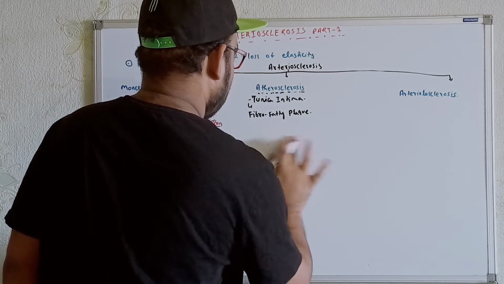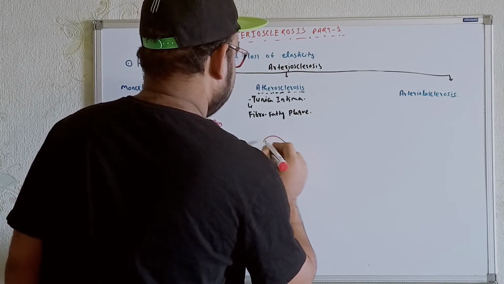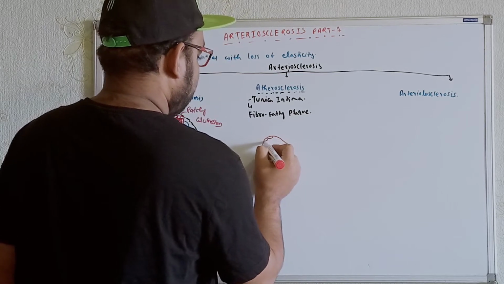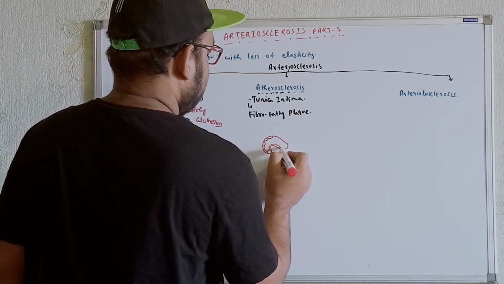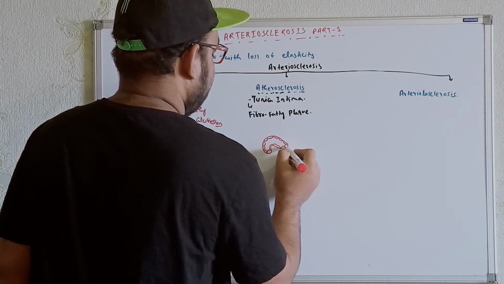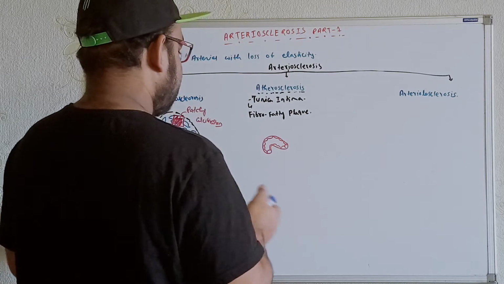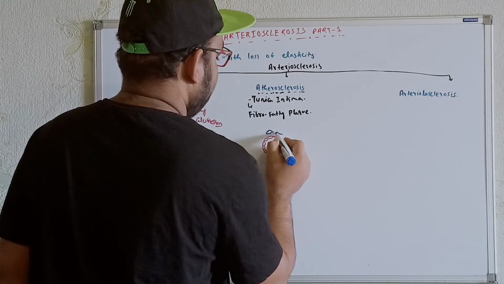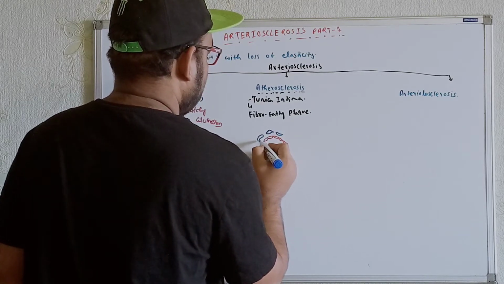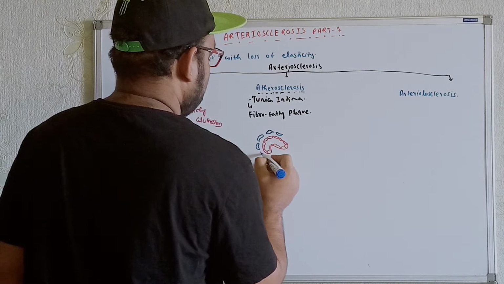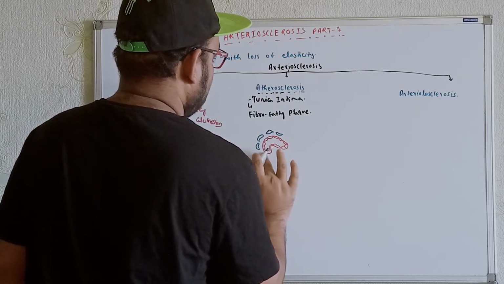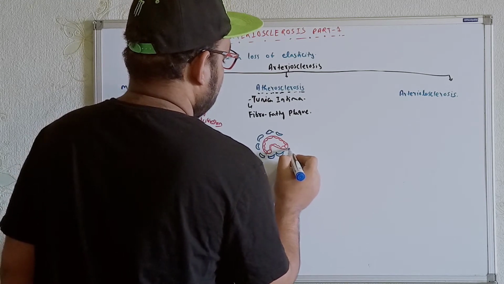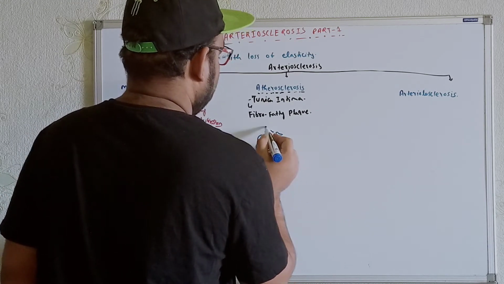Let me draw these things clearly for you. For example, the endothelial cellular lining is the tunica intima. After that, we'll get the smooth muscle layer, which we call the tunica media. We'll get the tunica media.